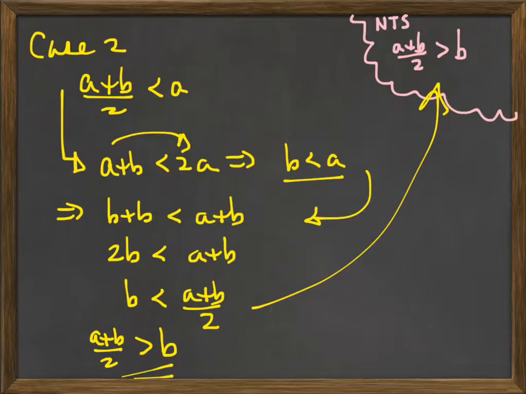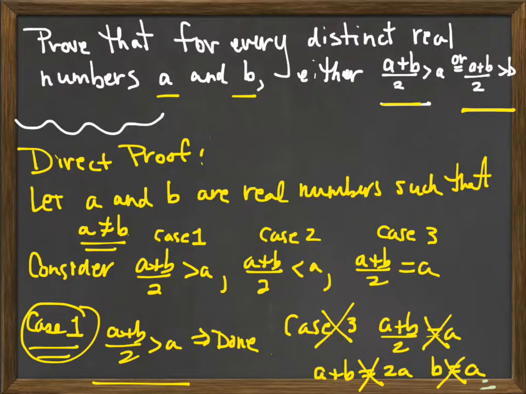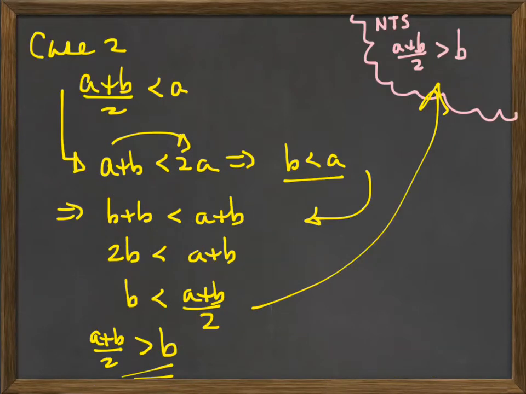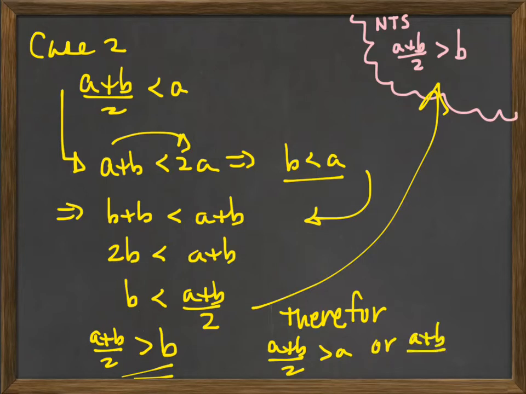So let's just recap. Let's go back and look at our board. Given our assumption, a and b are real numbers such that a does not equal b, we have 3 cases. In the first case, our conclusion is reached. Case 3 can't happen, and if we have case 2, we get that (a + b)/2 is greater than b. Therefore, (a + b)/2 is greater than a, or (a + b)/2 is greater than b. That completes our proof.